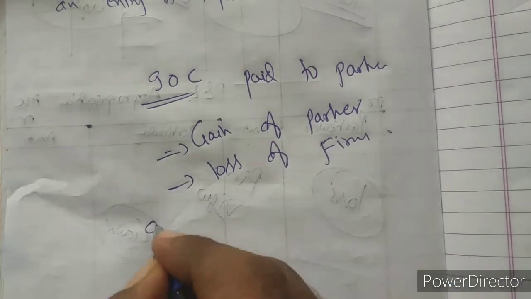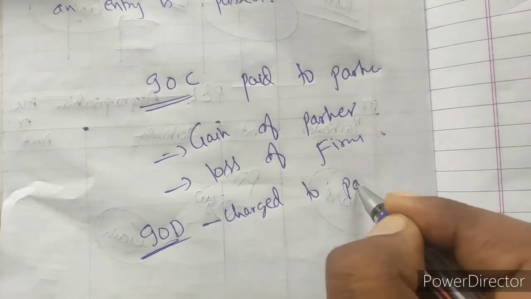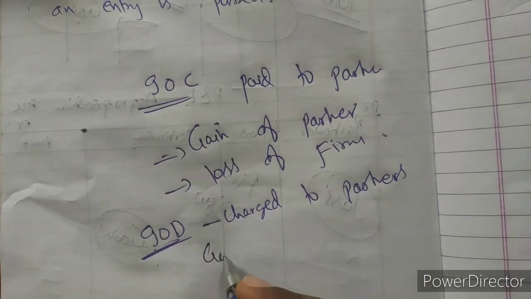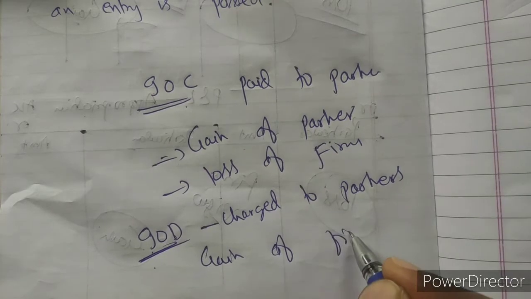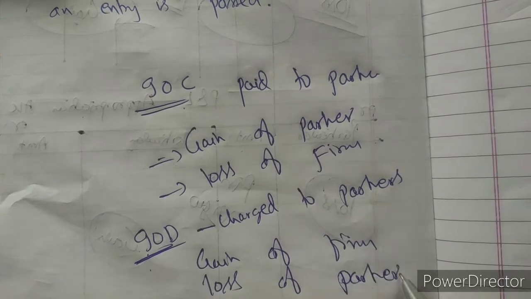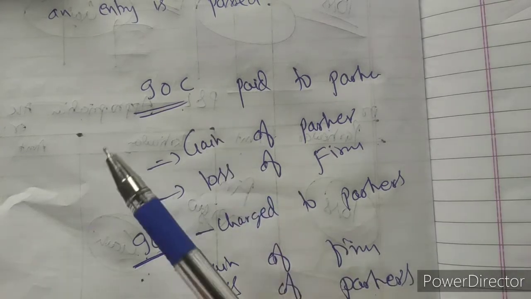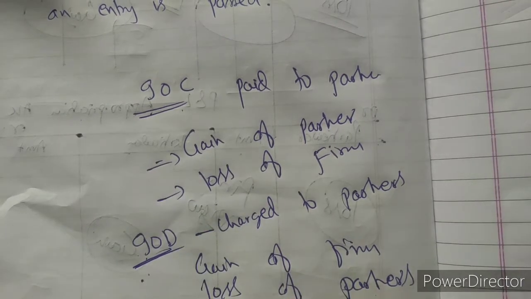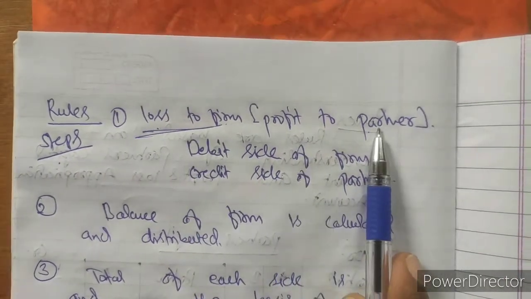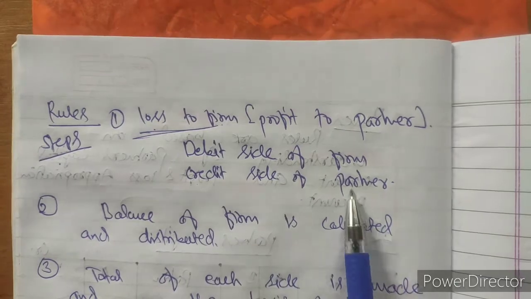This concept is clear. Let us take another example, interest on drawings. Interest on drawings is charged to the partner. Who charges this? The firm charges this. So interest on drawings is a gain of the firm, but interest on drawings is a loss of the partner. Hope this concept is clear, how interest on capital and interest on drawings are related. Then one thing you are supposed to know is that whatever is a loss will be debited and whatever is a gain will be credited. So loss to the firm, gain to the partner: it will be the debit side of the firm, because it is a loss to the firm, and the credit side of the partner.